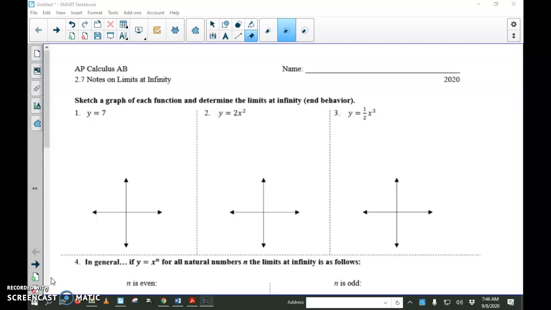And what that really means is we're going to be looking at the end behavior for particular functions. We're going to start out with the easy functions, and then in part 2, I'll discuss what happens with the rational functions. Okay, so it says sketch a graph of each function and determine the limits at infinity, the end behavior.